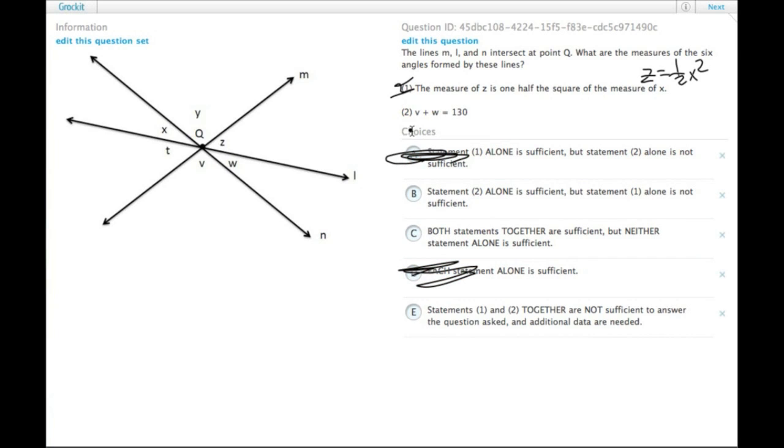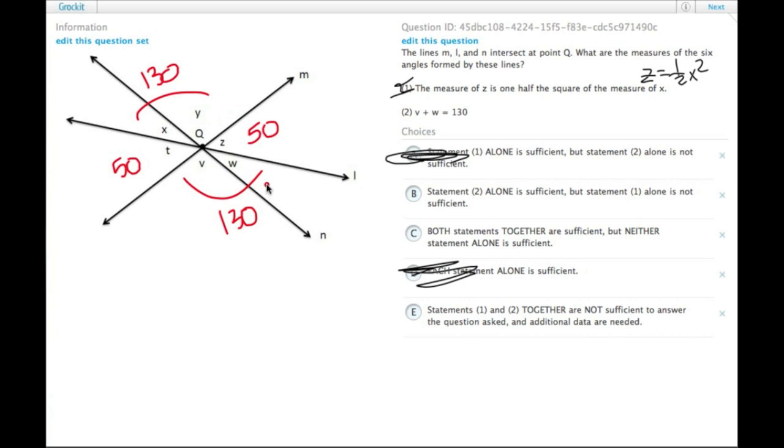Statement 2 tells us that V plus W equals 130. So we know that this is 130. That tells us then that T must be 50, and then also Z must be 50. And it also tells us that X plus Y equals 130. However, we don't know what the individual X, Y, V, and W angles are. We just know that they add up to 130.